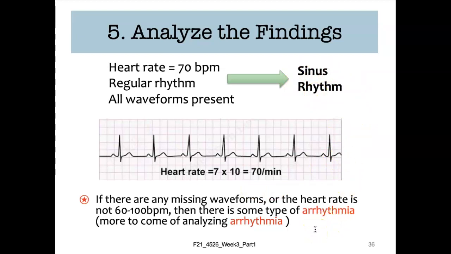If there are any missing waveforms or the heartbeat is not 60 to 100 beats a minute, then there is some type of arrhythmia. And that's going to be coming up, more to come on analyzing arrhythmias.